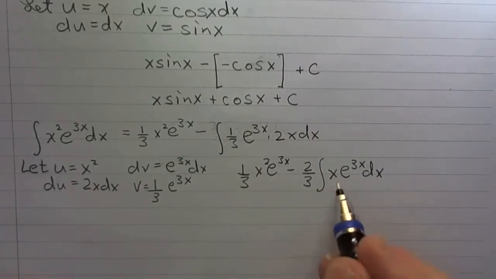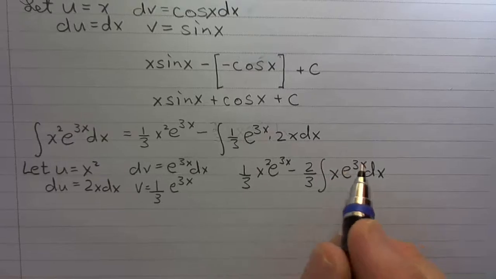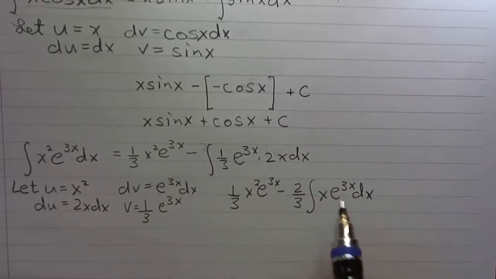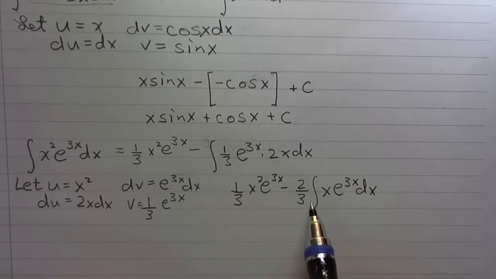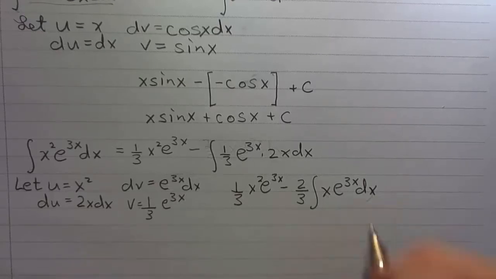But the problem is I've still got an x here. So we find ourselves in a better position than we were here because we had an x squared, but still, we have an integration by parts problem here. So I need to do integration by parts again. So I'm going to take this integral right here and start from scratch. I'm going to integrate this as though it's a brand new problem.